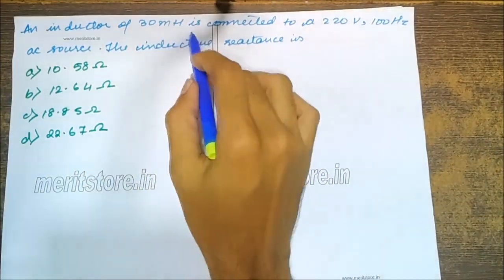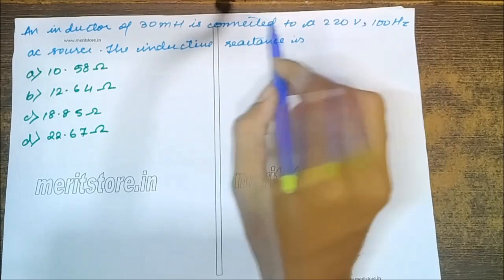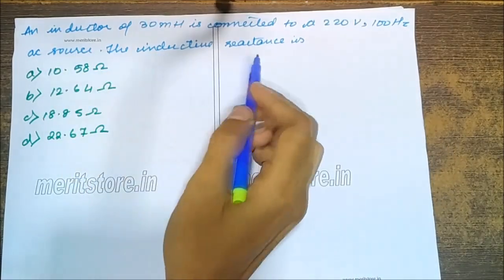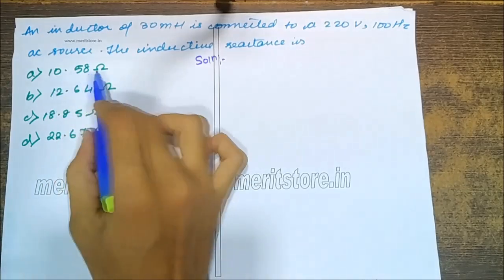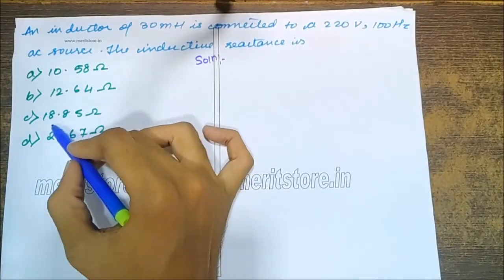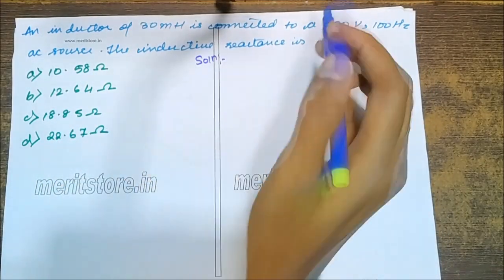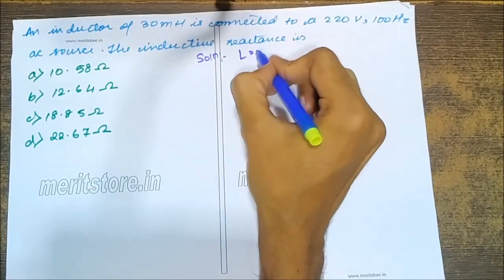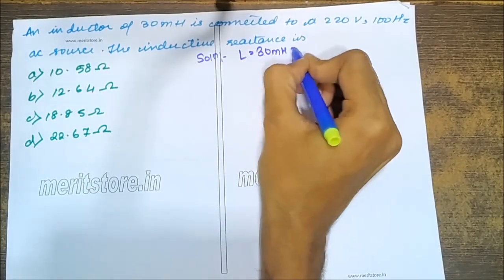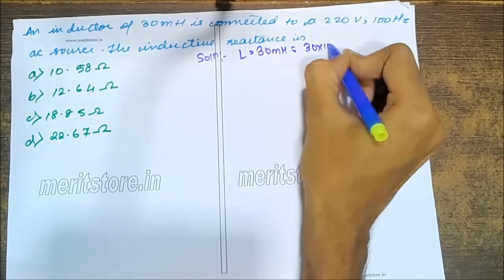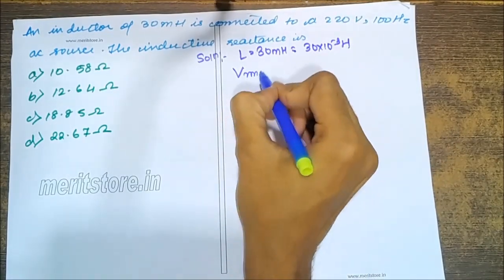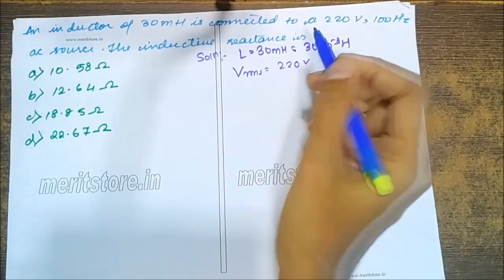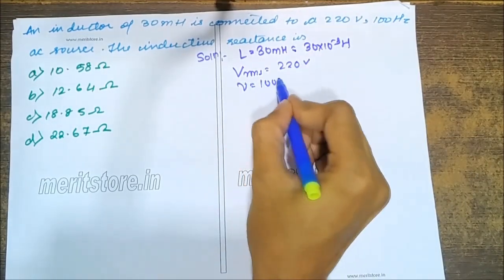An inductor of 30 millihenry is connected to a 220 volt 100 hertz AC source. The inductive reactance is, so here we are going to find the inductive reactance. Options are 10.58 ohms, 12.64 ohms, 18.85 ohms or 22.67 ohms. The given inductance, 30 millihenry, converts to 30 into 10 raised to minus 3 henry. The voltage given is V RMS, that is 220 volts. The frequency given is 100 hertz.